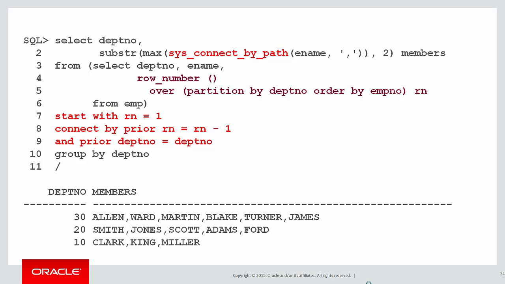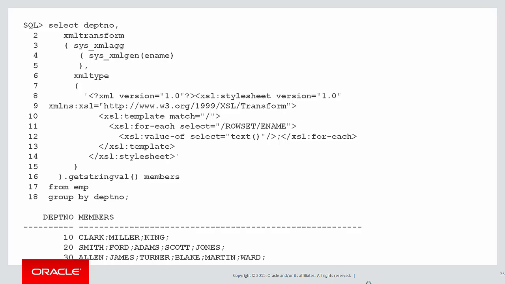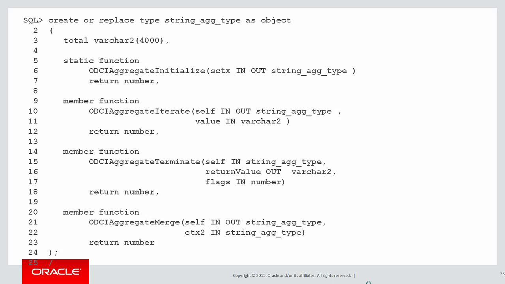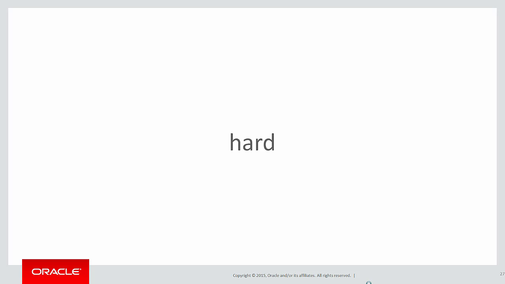Or you could use sys_connect_by_path and a hierarchical query structure. You can actually see in there, there's the use of some analytics as well. Or you can use XML to do some transformations of the data, converting it to XML and then stripping out the XML tags to end up with your concatenated list. Or you can use the inbuilt OCI aggregation extensions. All those things can be done to derive a solution for that problem. But all those things seem pretty hard. There's a lot of syntax, a lot of complexity.